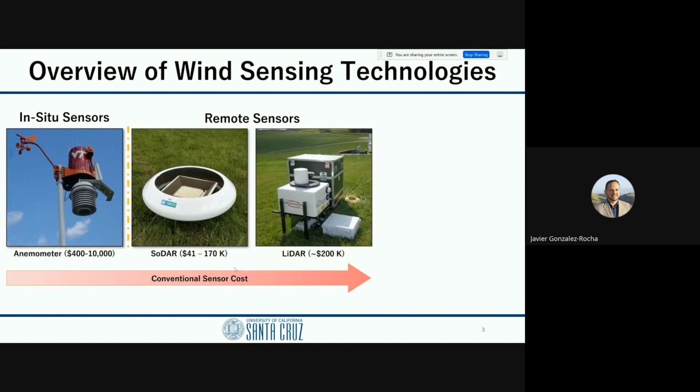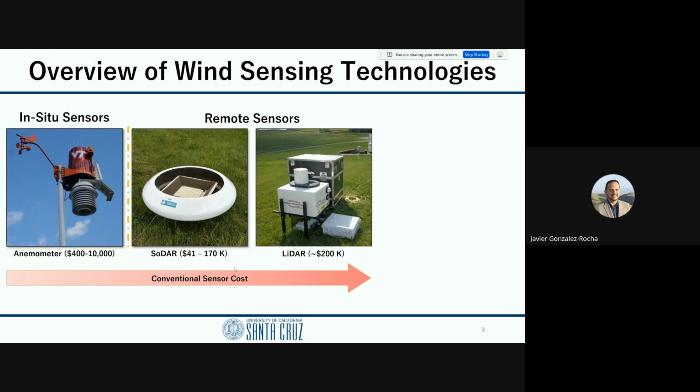So let me then give an overview of wind sensing technologies, right? When I think about wind sensing technologies, there are two types: in situ sensors and remote sensors. The list that I'm showing, excuse me, is not comprehensive, but it's to paint the picture.